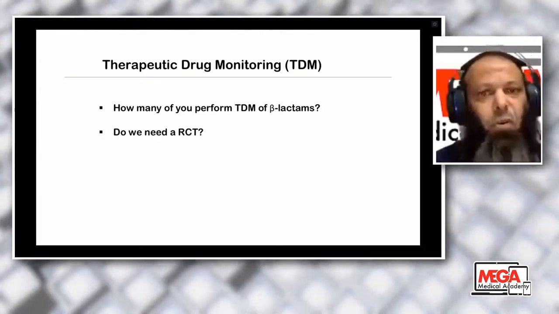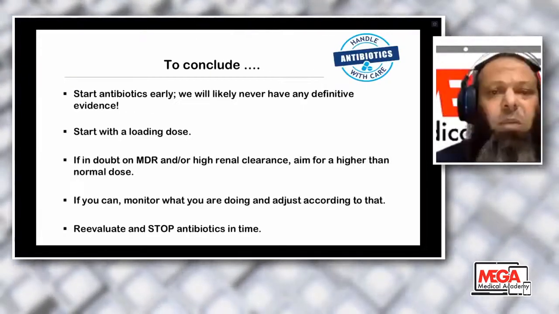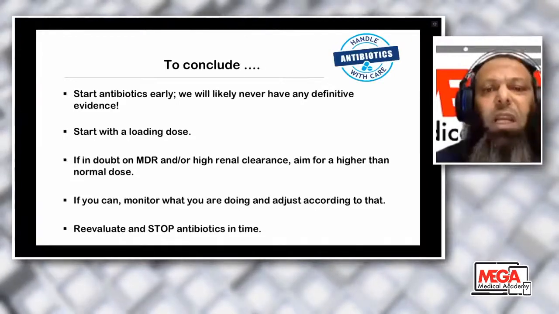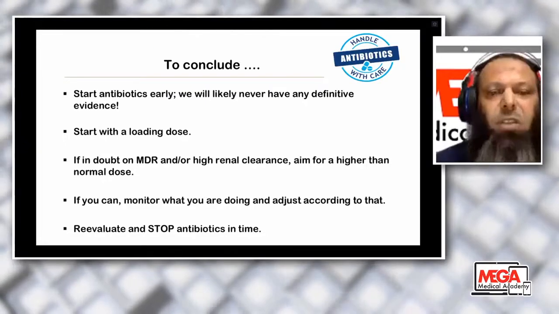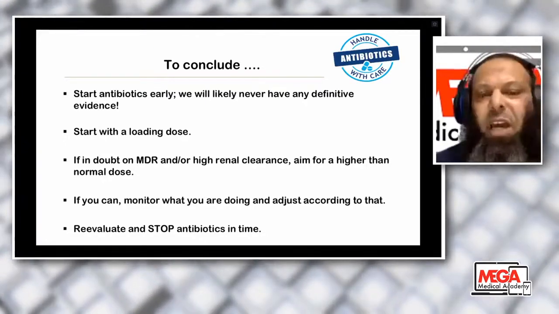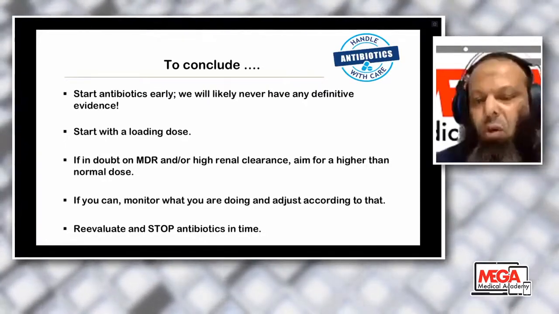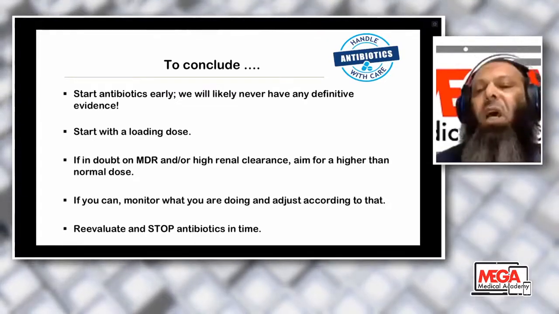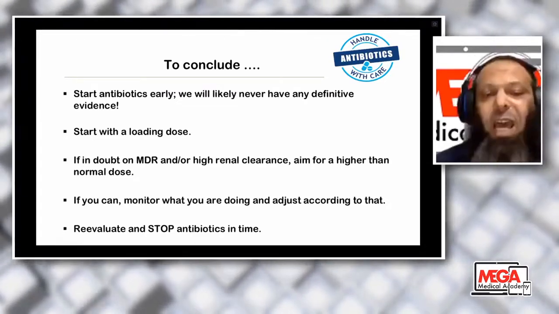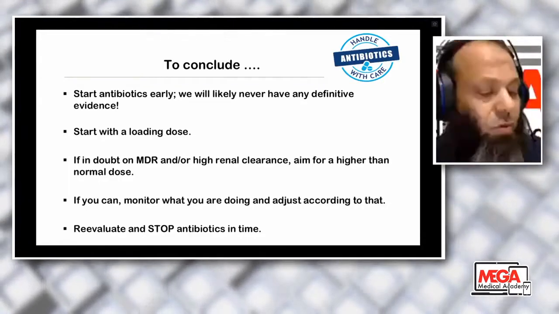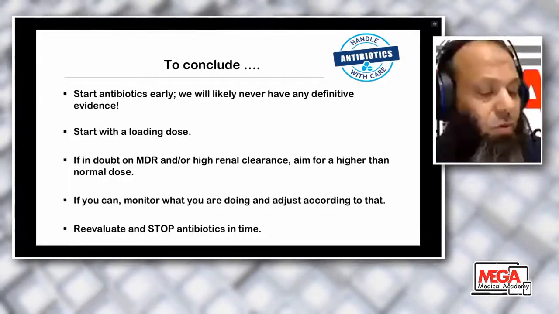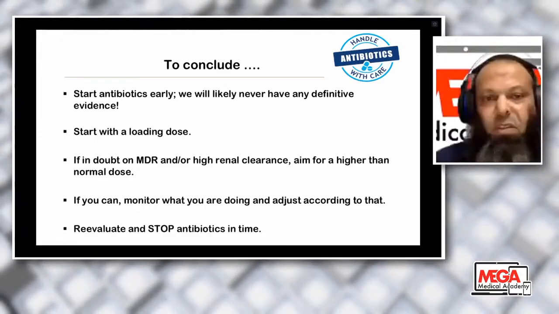I agree. So to conclude with this: start antibiotics early. We likely will never have definitive evidence. Start with a loading dose. If no doubt on MDROs or high renal clearance, or normal renal clearance, I mean, aim for higher than normal dose. If you can, monitor what you are doing, which is very important, and adjust according to that. Evaluate and stop antibiotics in time.